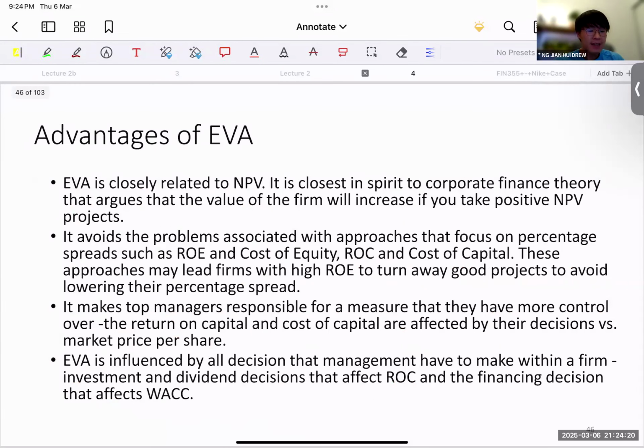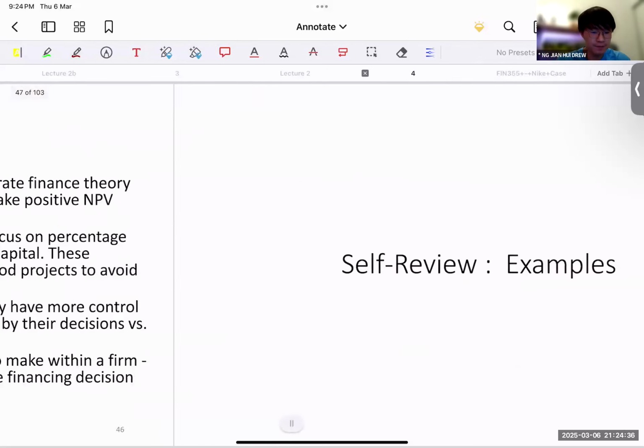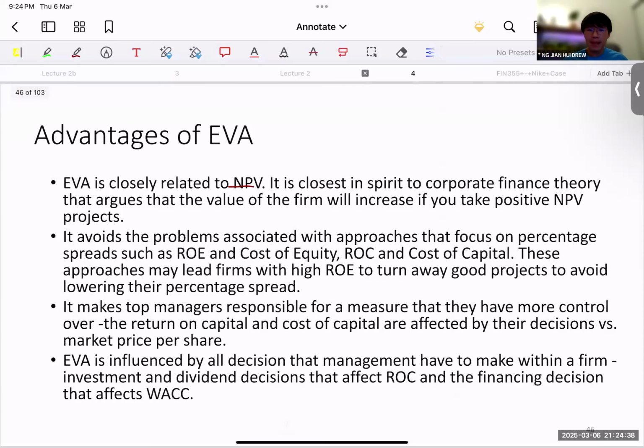There are just some advantages for EVA. I won't really go through them, you can just look at it. It's just some comments about EVA, how it's close to the NPV, etc. So I wouldn't really go through it. Okay, actually, that's all we have for the content for lecture 4.